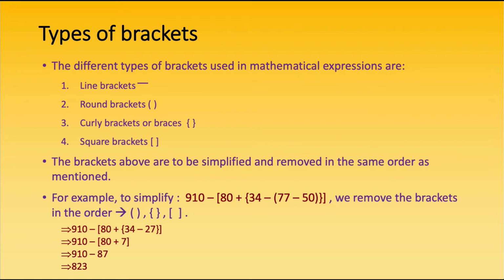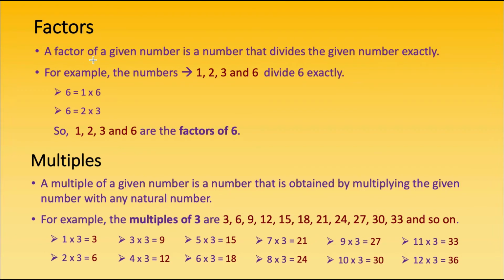Now next, factors. So a factor of a given number is a number that divides the given number exactly. For example, the numbers 1, 2, 3 and 6 divide 6 exactly. Students, we know that the product 6 we get by multiplying 1 and 6, and we get this product 6 again by multiplying 2 and 3. So ये numbers 1, 2, 3 and 6, these are the factors of 6. They divide 6 exactly, right?